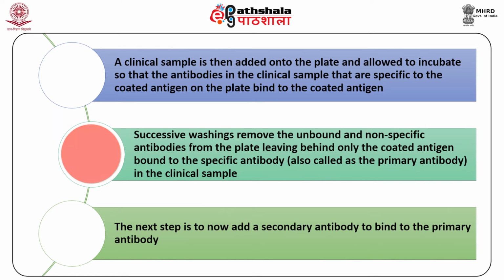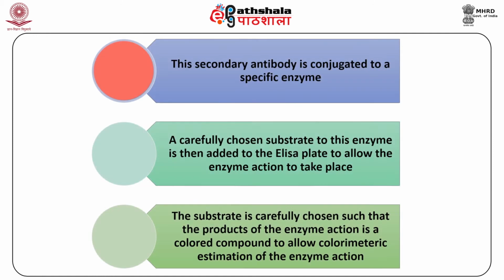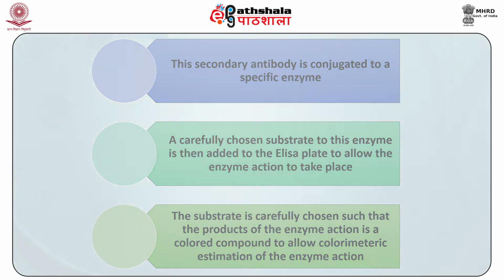This antibody is also called a primary antibody in the clinical sample. The next step is to add a secondary antibody to bind to this primary antibody. A secondary antibody of this kind is usually conjugated to a specific enzyme. A carefully chosen substrate to this enzyme is then added to the ELISA plate to allow the enzyme action to take place. The substrate is carefully chosen such that the product of the enzyme action is a colored compound, to allow colorimetric estimation of the enzyme action.